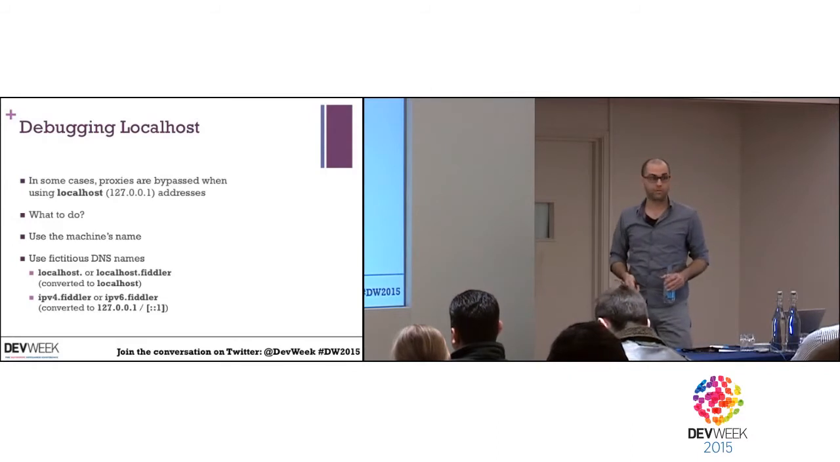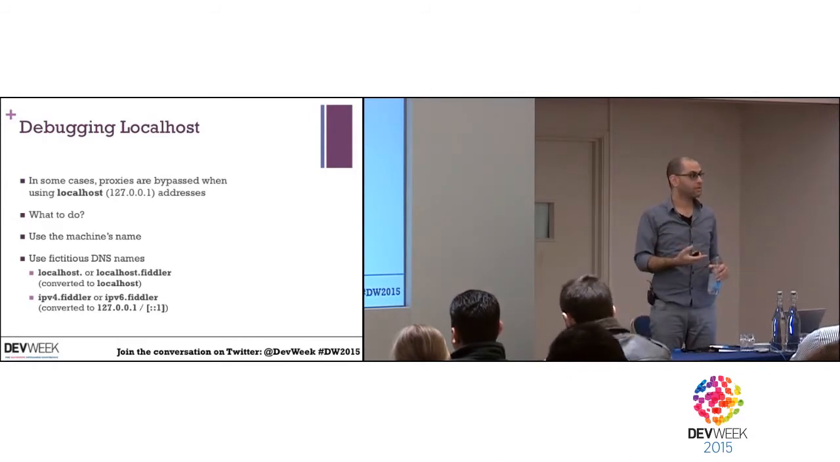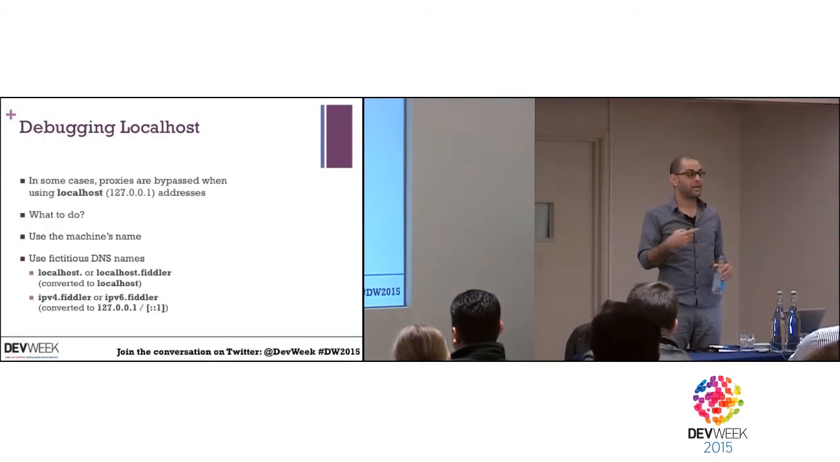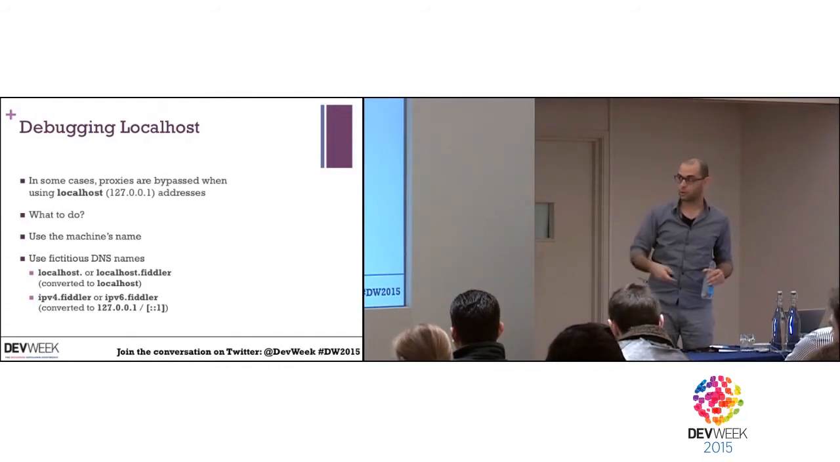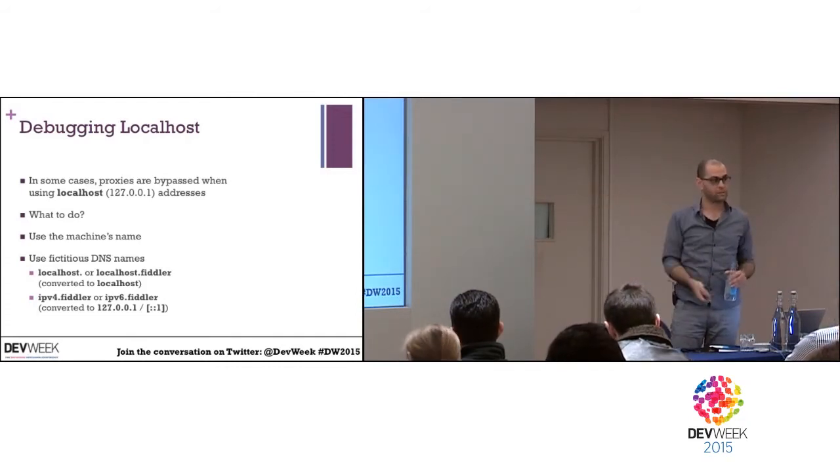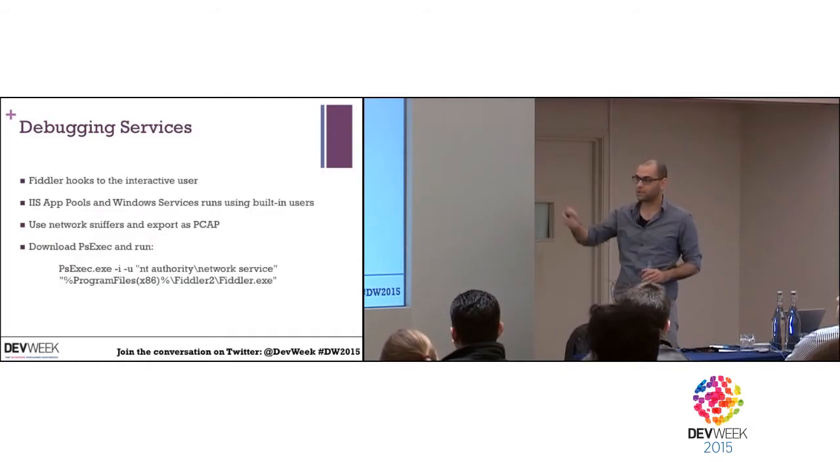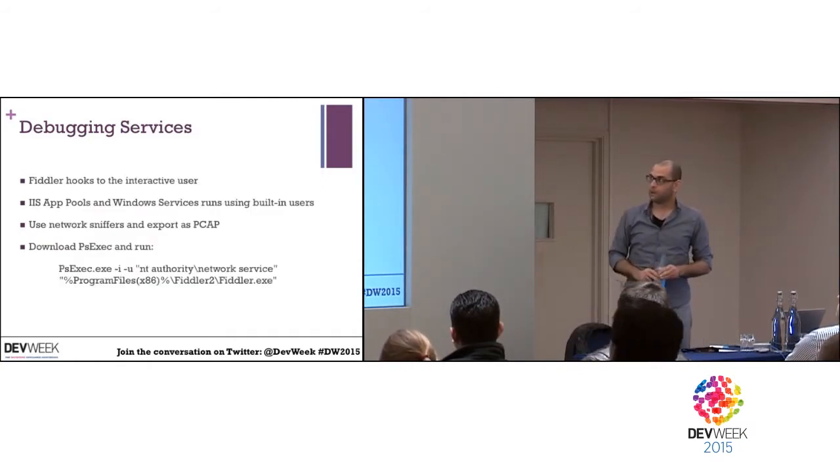Simple as that. So if you're using, for example, IIS Express, anyone using IIS Express? IIS Express doesn't use your machine name. It uses localhost or 127.0.0.1. So you can't call it using your machine name. So use either localhost.fiddler or IPv4, IPv6.fiddler. Okay, we'll actually see that in a second.